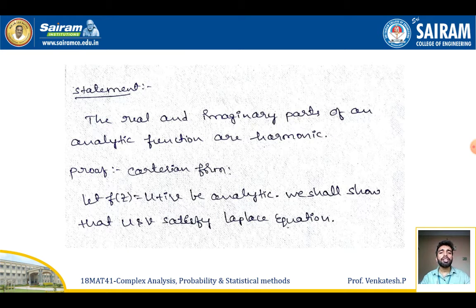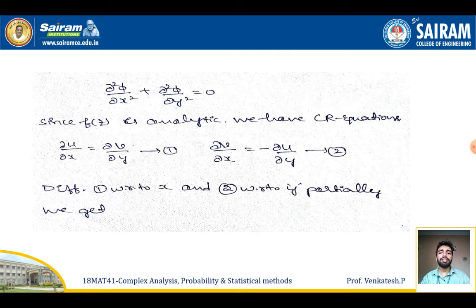Statement: the real and imaginary parts of an analytic function are harmonic. First I am going to prove it in terms of Cartesian form. Let me consider the complex variable function f of z is equal to u plus iv to be analytic. We shall show that u and v satisfy the Laplace equation. It means we have to show that dou square u by dou x square plus dou square u by dou y square is equal to 0, and dou square v by dou x square plus dou square v by dou y square is equal to 0, in the Cartesian form. Let me see how to find that.